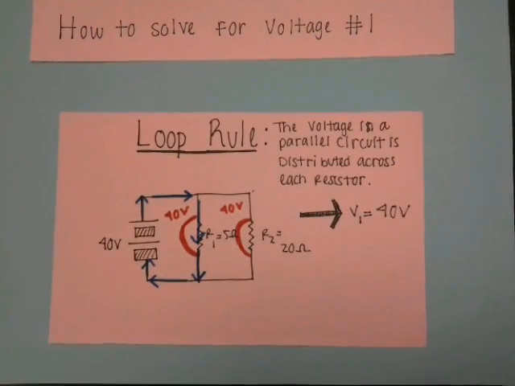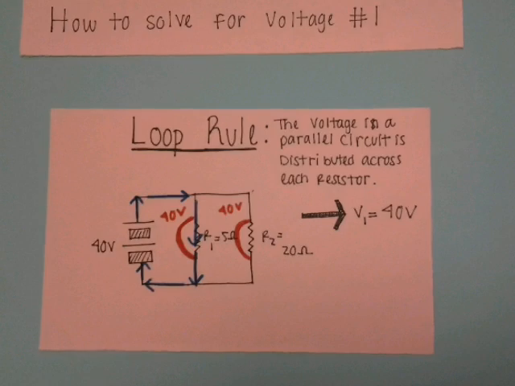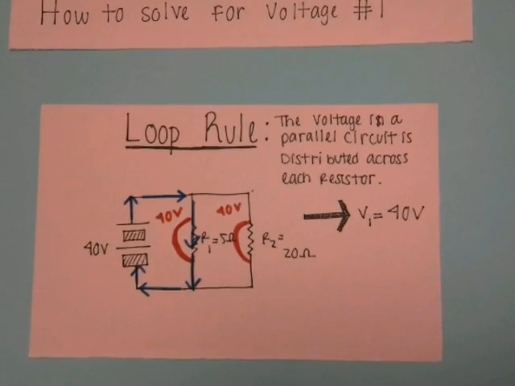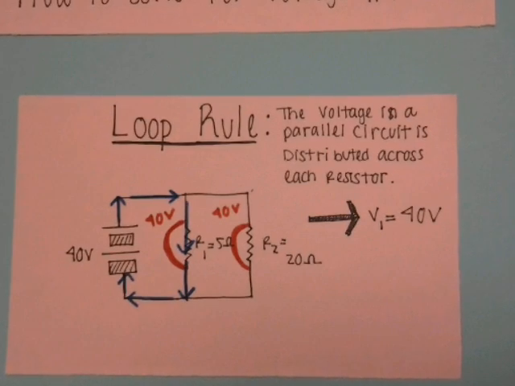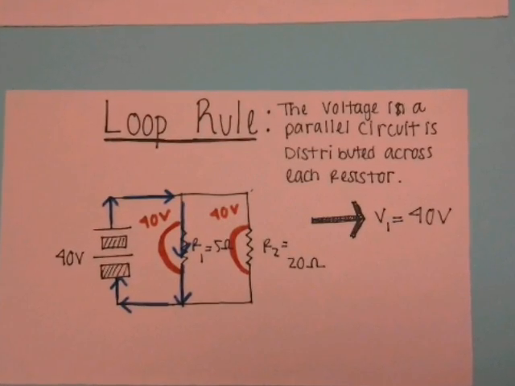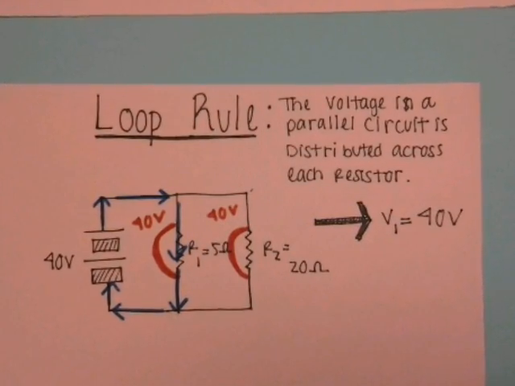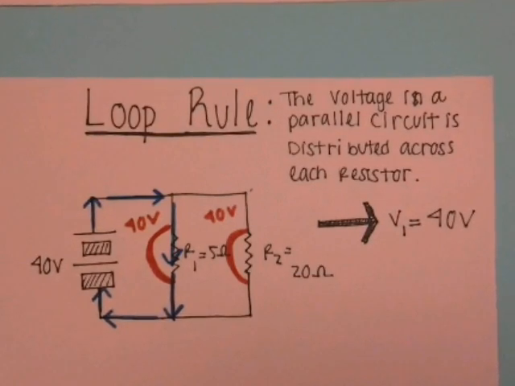How to solve for voltage 1. To solve for voltage 1, you should use the loop rule. The loop rule is always used to determine the voltage in a parallel circuit. The loop rule is the voltage across each resistor. Because the total voltage is 40 volts, voltage 1 is also 40 volts.